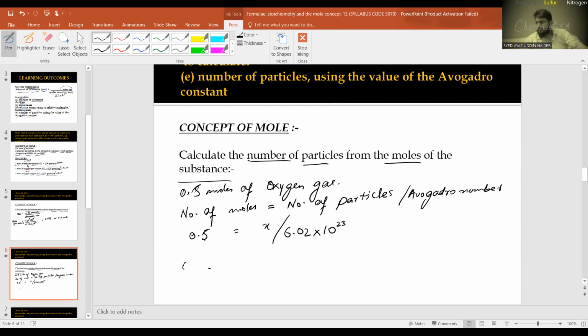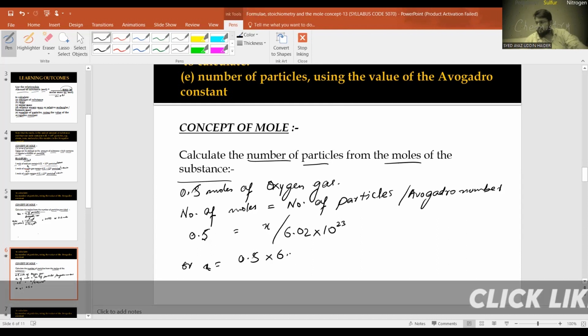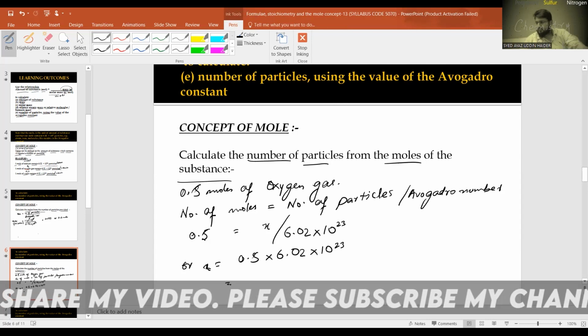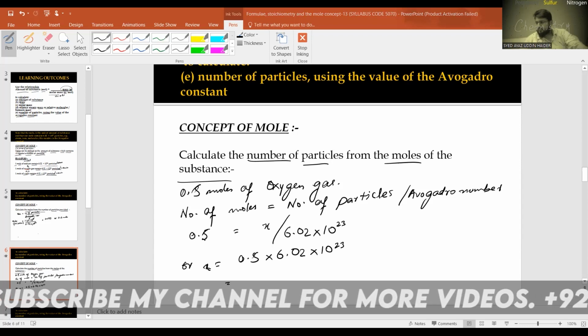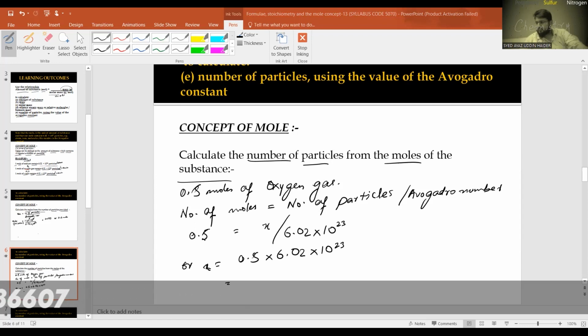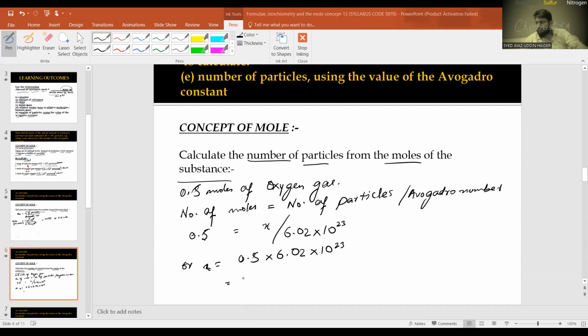or x becomes x equal to 0.5 multiplied by 6.02 × 10^23. We'll get 3.01 × 10^23. Oxygen, we know that oxygen gas exists in the molecular state, so you write molecules for the particles of oxygen.